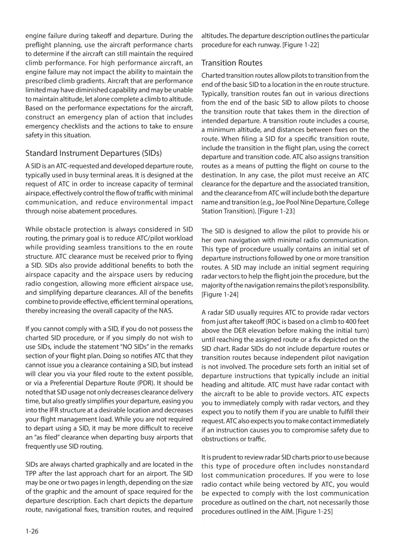During the pre-flight planning, use the aircraft performance charts to determine if the aircraft can still maintain the required climb performance. For high-performance aircraft, an engine failure may not impact the ability to maintain the prescribed climb gradients. Aircraft that are performance limited may have diminished capability and may be unable to maintain altitude, let alone complete a climb to altitude. Based on the performance expectations for the aircraft, construct an emergency plan of action that includes emergency checklists and the actions to take to ensure safety in this situation.